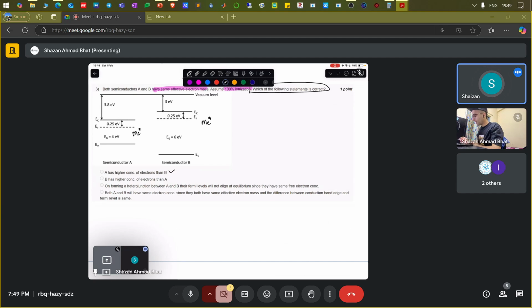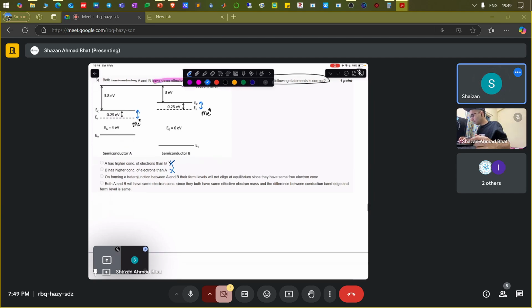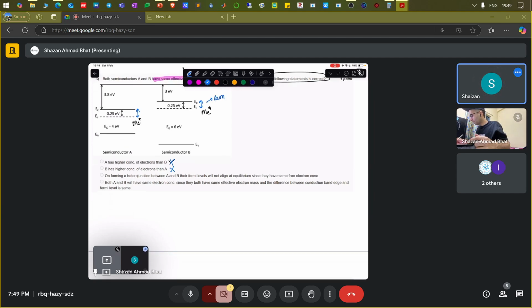The first is saying A has higher concentration of electrons than B. Why is that the case? I believe that's not correct because this particular difference is same on both the sides. So they both have same electrons. Okay. B has higher concentration of electrons. No, because the Fermi potential is same. EC minus EF is same on both the sides. So it cannot have different number of electrons.